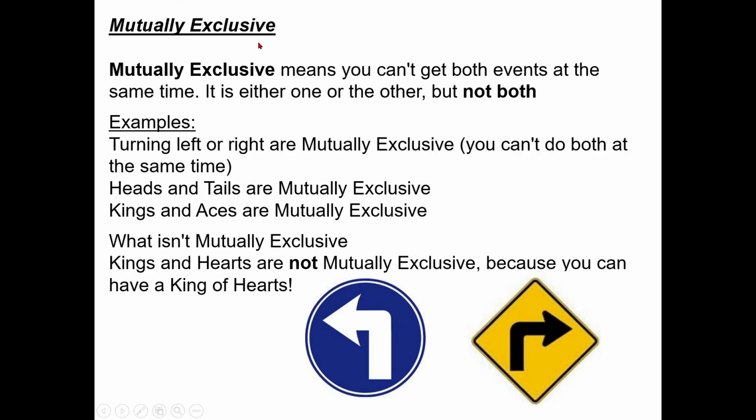Mutually exclusive events. Mutually exclusive means you can't get both events at the same time. It is either one or the other, but not both. For example, turning left or right are mutually exclusive. You can't do both at the same time. Heads and tails are mutually exclusive. Kings and aces are mutually exclusive. What isn't mutually exclusive? Kings and hearts are not mutually exclusive, because you can have the king of hearts.